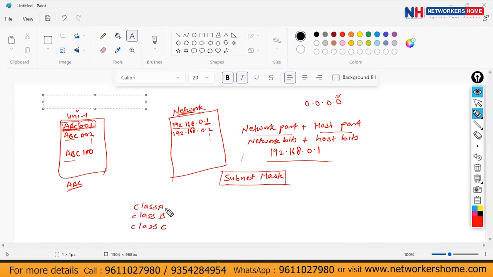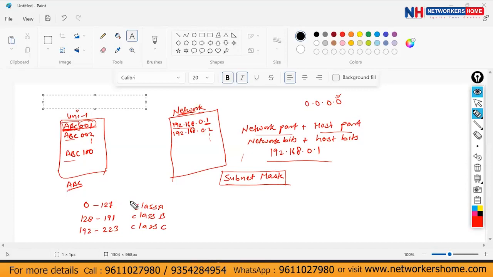So if I talk about class A, what is the range of your class A? 0 to 127, because this is the first octet value we are talking about. Then class B, 128 to 191. And what about class C? 192 to 223. Okay, so these are the values.